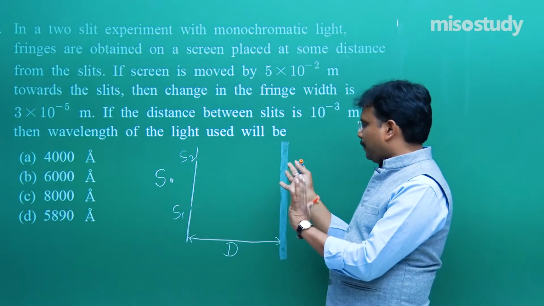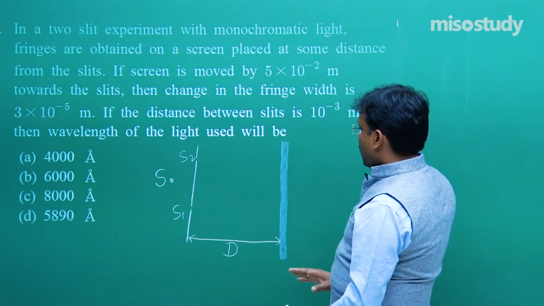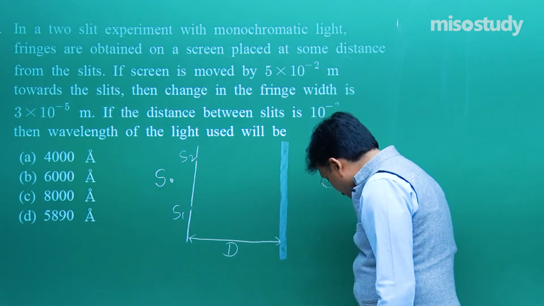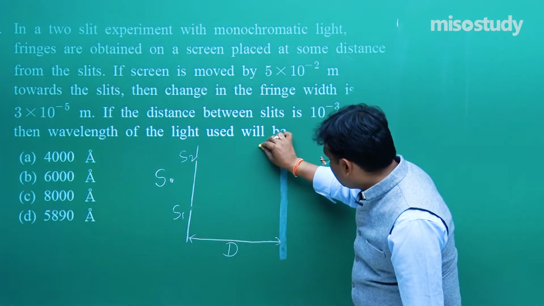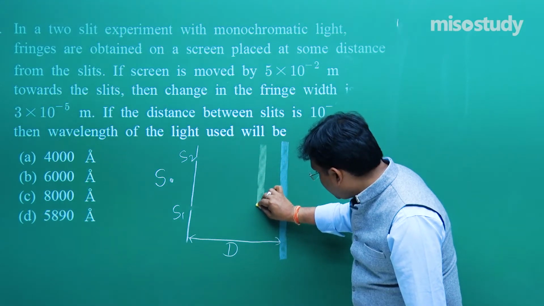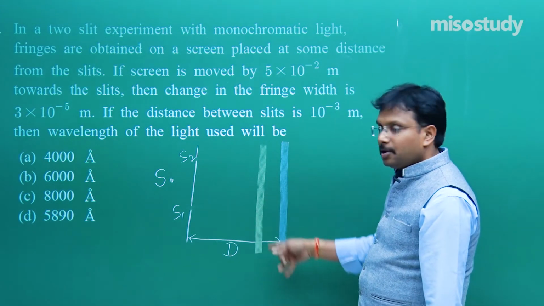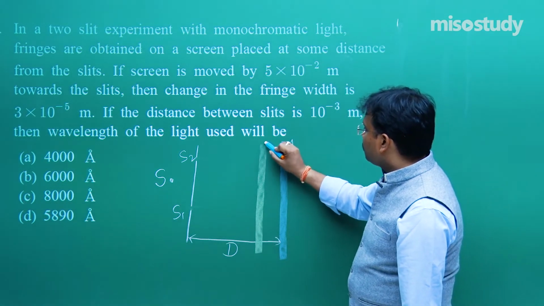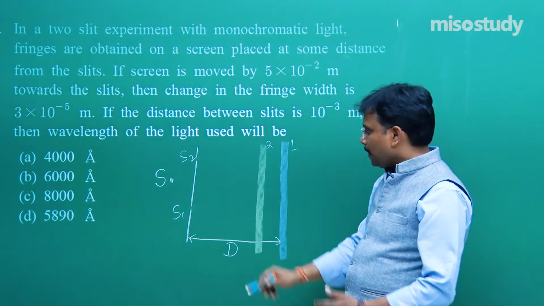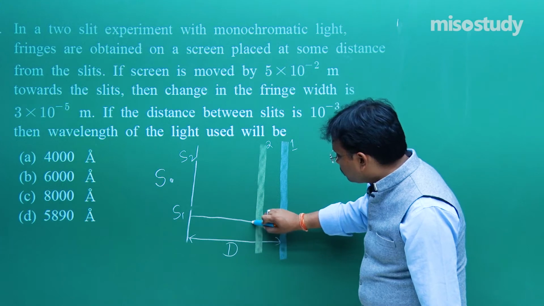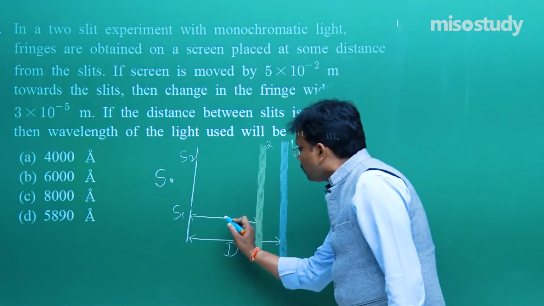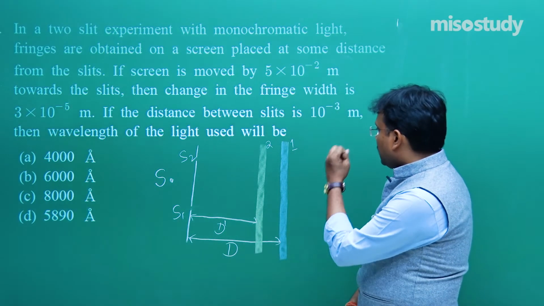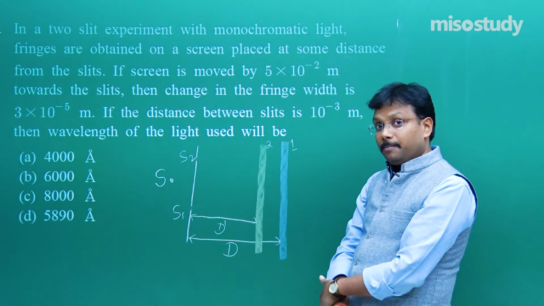You are getting the pattern. What the pattern is, I am not going into that detail. After some time, what happened? You shifted the screen towards the slits, which means now the screen is placed at this yellow segment. Initially this was position number 1 for the screen and this is the final or second position of the screen. Obviously, this distance is reduced to, let us say, D prime. D, D prime, lambda, everything is given in this particular problem.